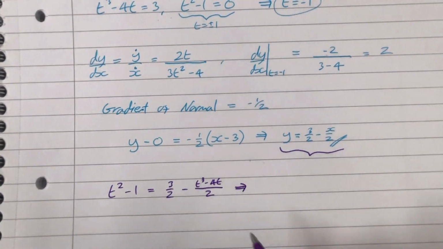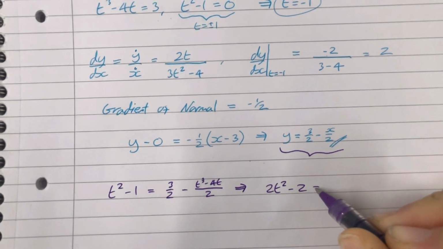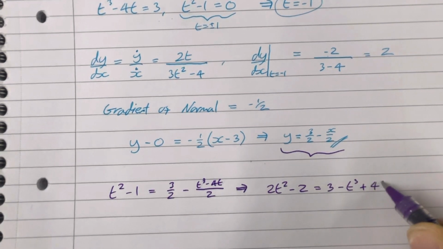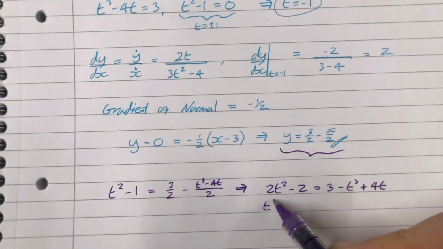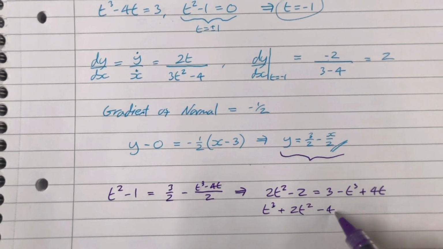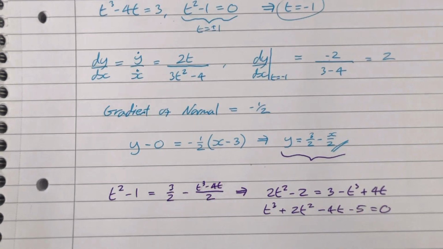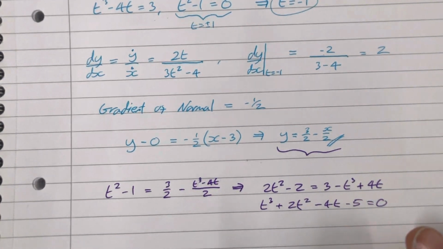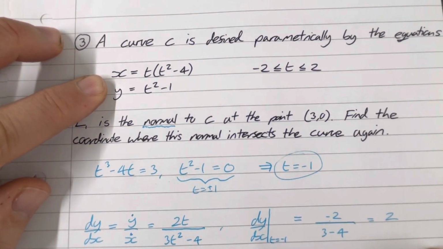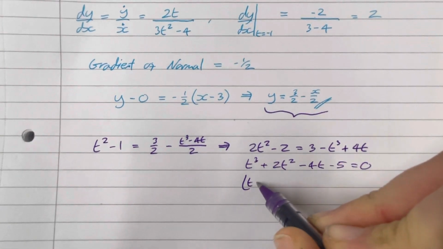So let's just tidy things up to start with. Let's times it all by 2. So I'm going to get 2t squared minus 2 is going to equal 3 minus (t cubed minus 4t). And then finally, bring it all across the other side. So I've got t cubed plus 2t squared minus 4t, and then minus 5 equals 0. So that is the cubic. Now we know that this is going to intersect this when t is minus 1, because that is the normal. So I know that t equals minus 1 must be a factor of this cubic.